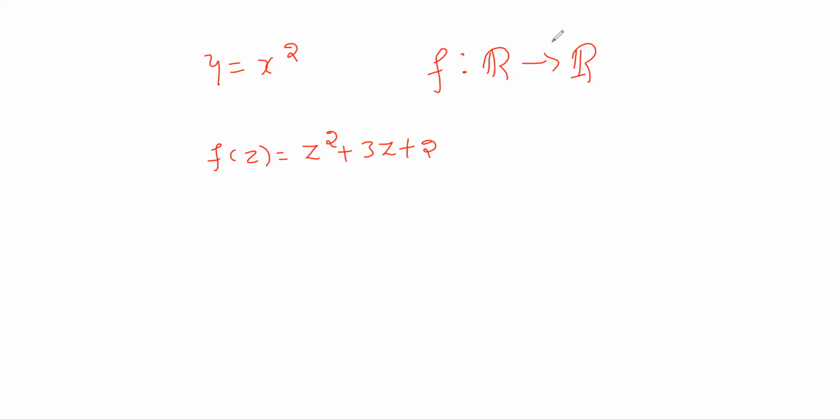f of z equals some function, z square plus 3z plus 2. So you are taking the complex number. After putting the complex number, what will be the outcome? Once again, it's in terms of complex number only. So that means it will map from the set of complex numbers to complex numbers.